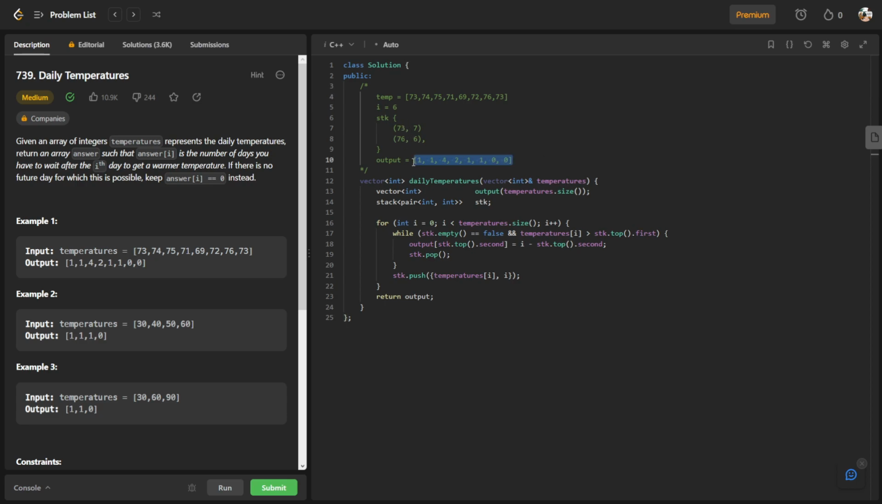You can see here the final output is the same as the output given in the example, which means our algorithm works. Okay, that's all I have to show. Thanks.